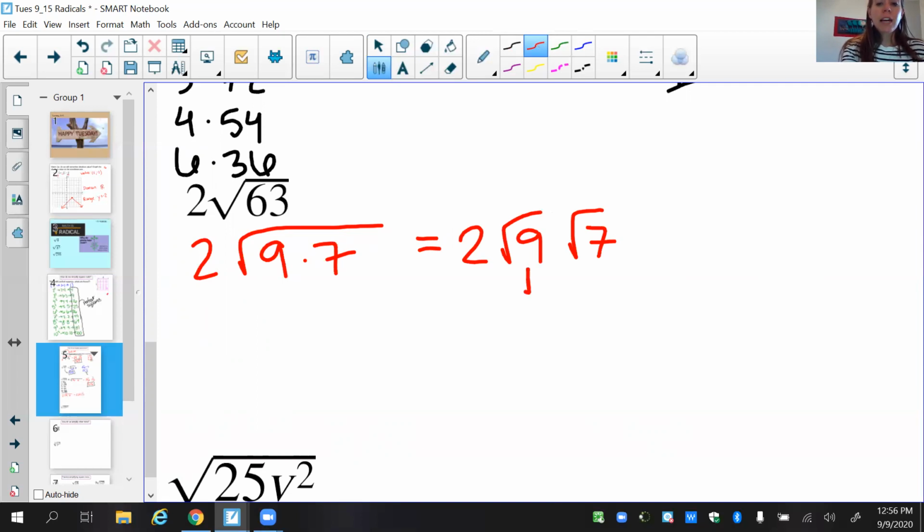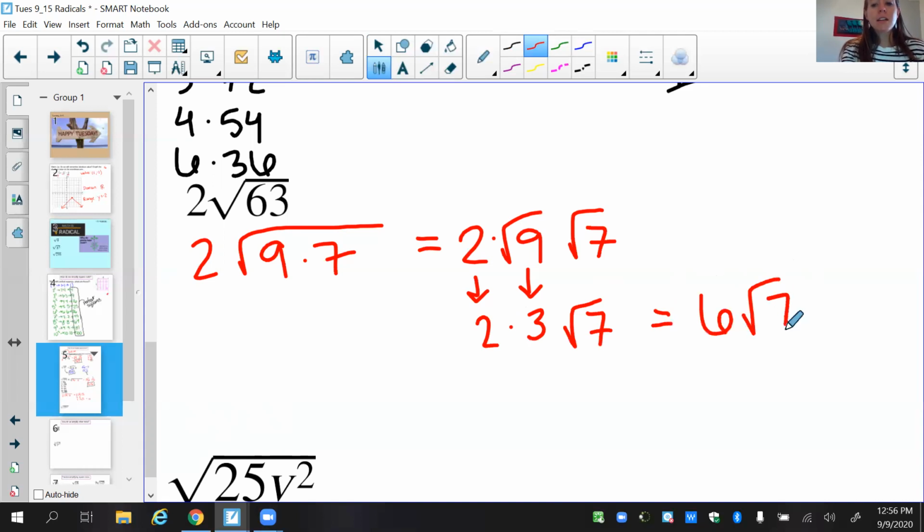I'm going to look at each of those individually. Well, the square root of 9 is 3. And I bring down the 2 and I multiply those together because really those are multiplied together. And I still have my square root of 7. 2 times 3 is 6. So I'm left with 6 times the square root of 7. That is the simplified form.